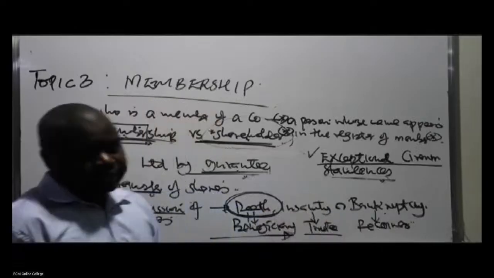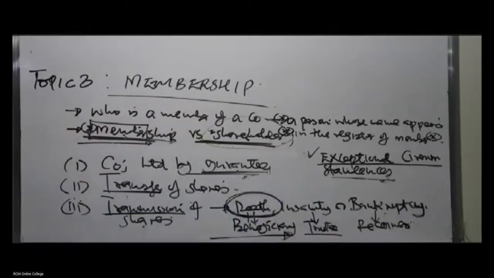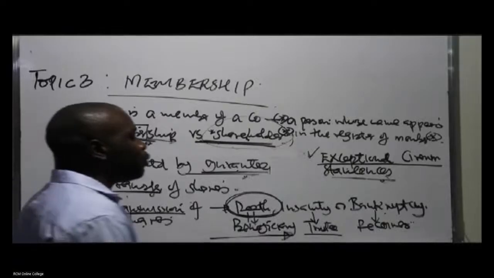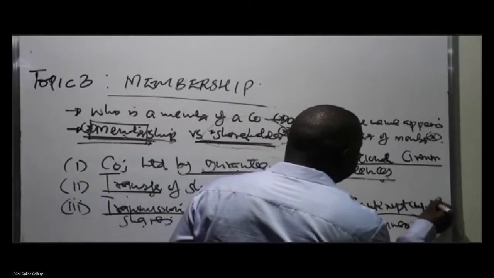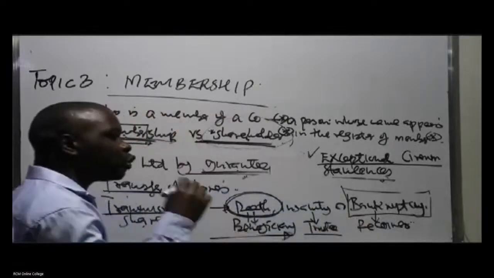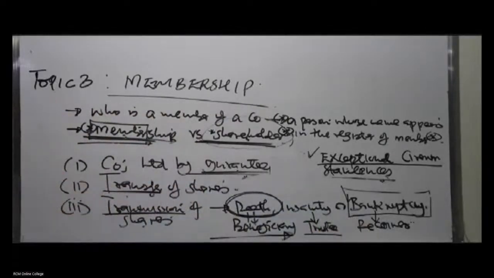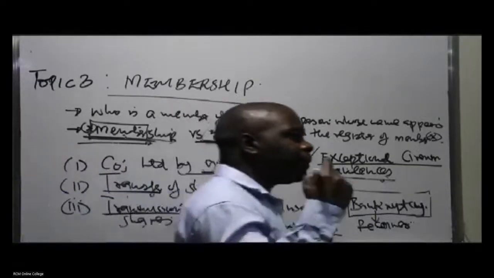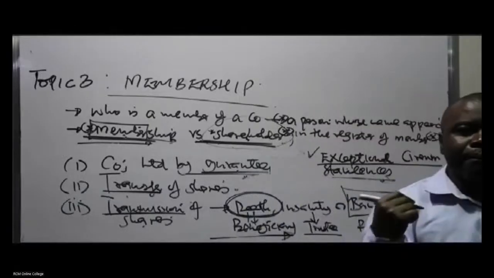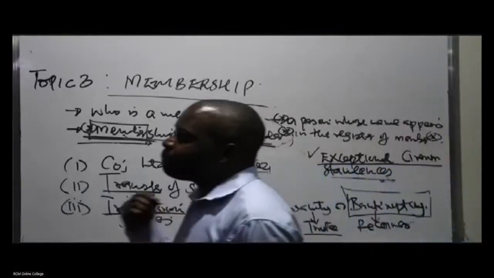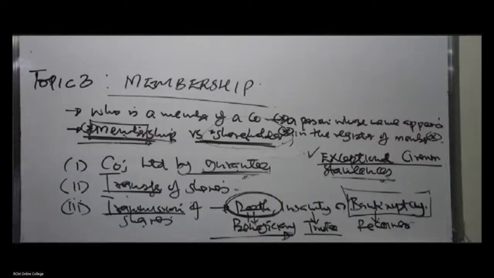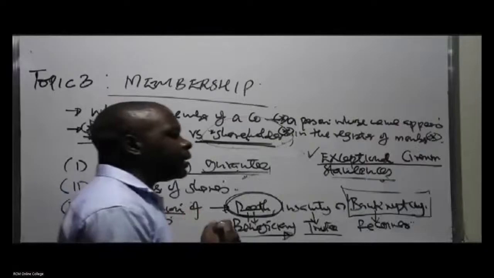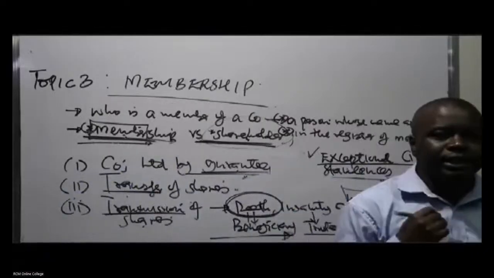Once the board has approved and they have effected it, that is when they go and remove the name of this bankrupt party from the register of members. But so long as his name is still appearing in the register of members, he is still concluded to be a member of the company. Go back to my initial statement. Who is a member of the company? A member of the company is a person whose name appears in the register of members.